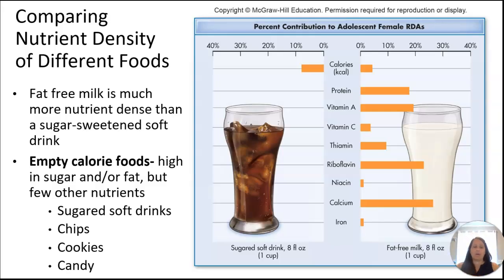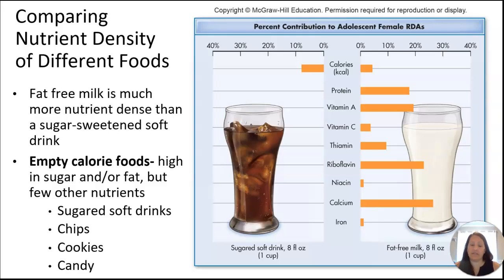Okay, I want to introduce you to the term empty calorie foods. So this sugared soft drink would be a great example of an empty calorie food. It has calories, right? We're not showing sugar here, but it's high in sugar. We're also not showing fat. They could be high in fat. This probably isn't, but it definitely is high in sugar, and there's no other nutrients. So the nutrient value is poor.